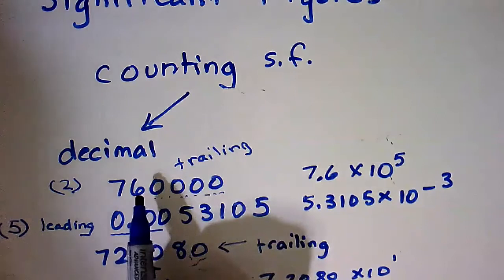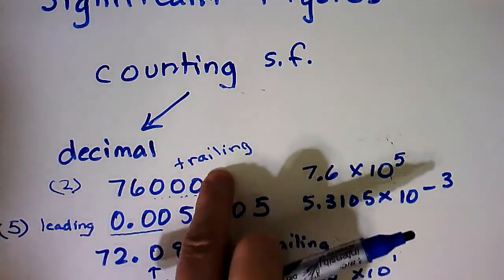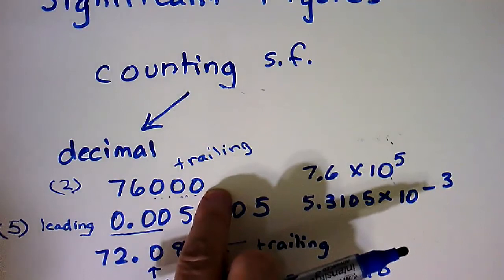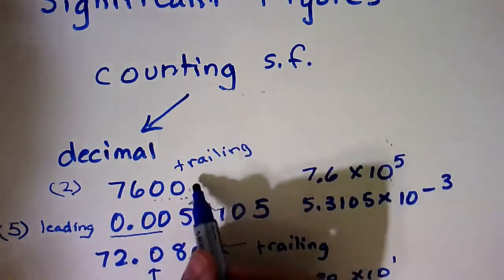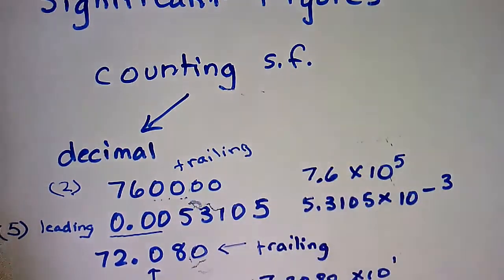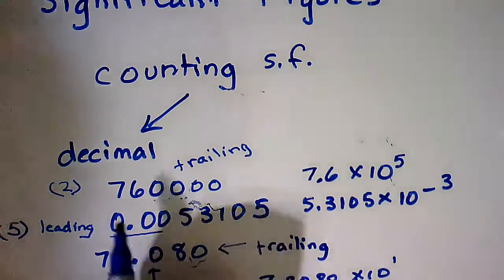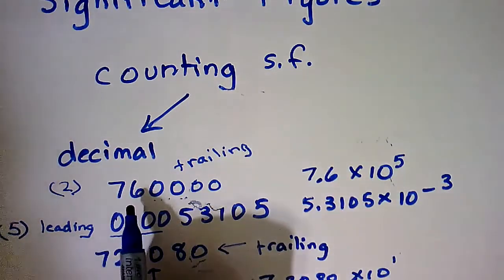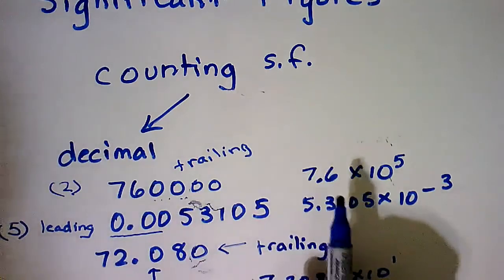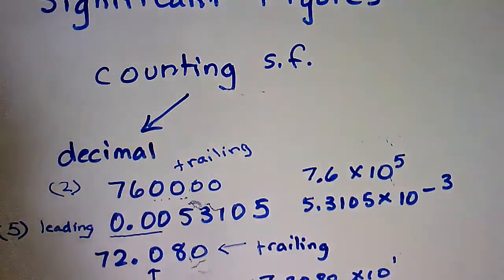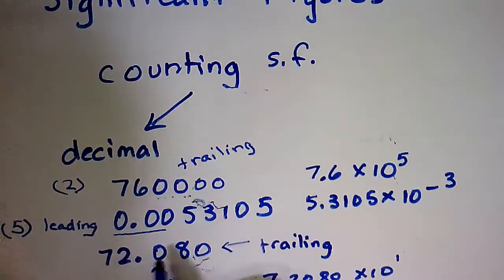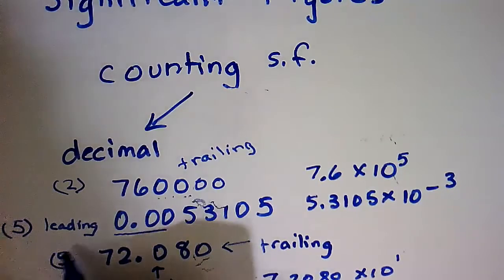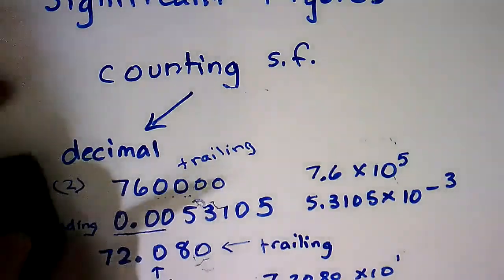Again, why do these not count? Because when we remove a zero, we completely change this number. This is now 76,000. This is now 7,600. So we have to leave those zeros there, whether we measured them or not, just to give the proper meaning to the 7 and the 6. This is why scientists prefer scientific notation, because it is not ambiguous. So this number here, 1, 2, 3, 4, 5 significant figures. Okay? So those are the rules for counting significant figures.